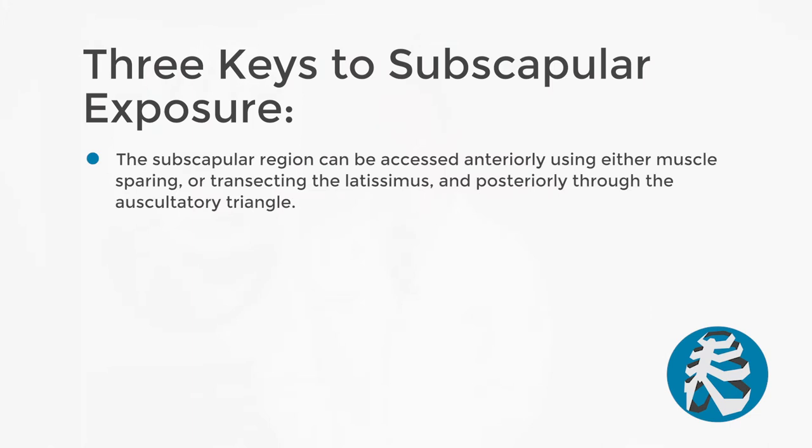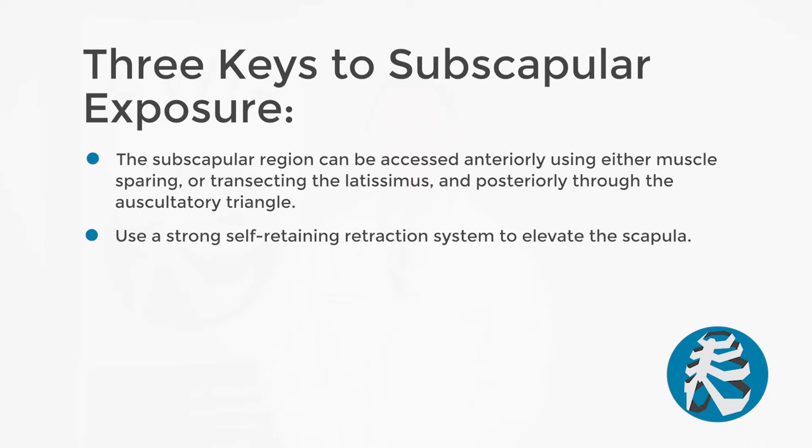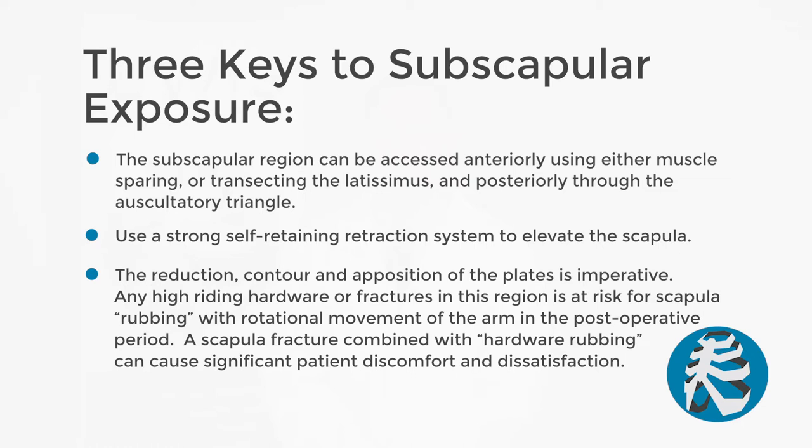With subscapular exposure, there are three key points to remember. These include, number one, the subscapular region can be accessed anteriorly using either muscle sparing or transecting the latissimus, and posteriorly through the osculatory triangle. Number two, using a strong self-retaining retraction system to elevate the scapula will be helpful. Number three, the reduction, contour, and apposition of the plates is imperative.